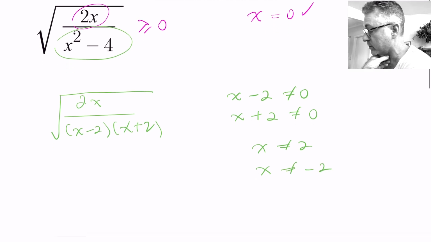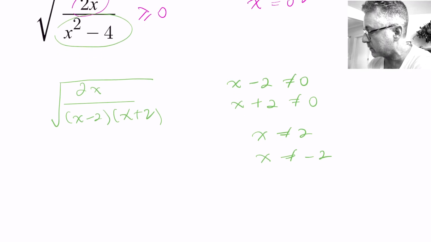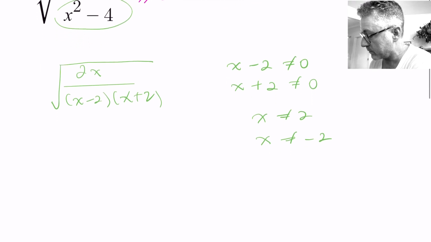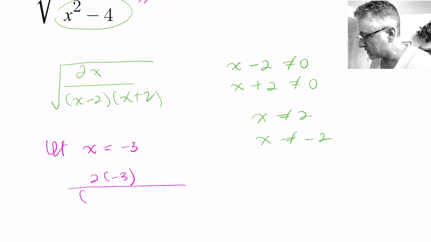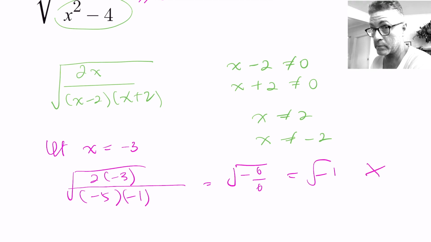So let's consider what our regions might be. Let's consider the idea of x is less than negative 2. Consider x maybe, let's say, negative 3. We'll just try it on and see what happens. So we've got on the top 2 into negative 3, which is going to be negative 6. On the bottom, negative 3 minus 2 is negative 5, and negative 3 plus 2 is negative 1, which is positive 6 overall. So we get the square root of negative 1, and that's not permissible. So we can't have the area to the left of x equals negative 2.